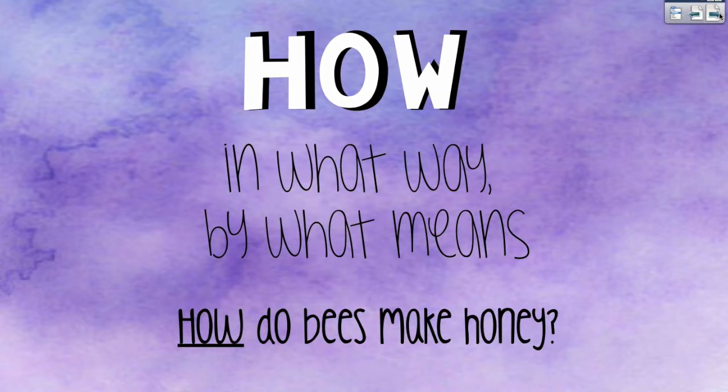Now, how does not start with the W, but it does start a lot of questions that we might see when reading a story. So whenever you see a how question, it means in what way, by what means. For example, how do bees make honey? Whenever we see this, we need to see the process on how bees make honey. Now that we've talked about the 5 W's and how, let's watch a quick video that recaps everything we just talked about.